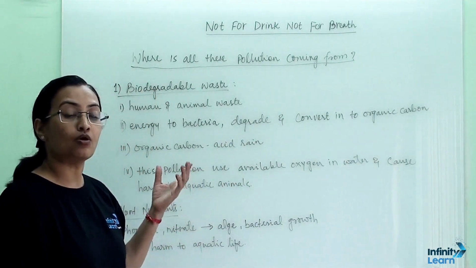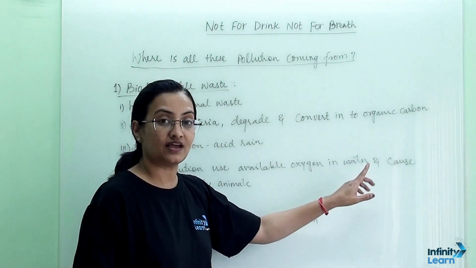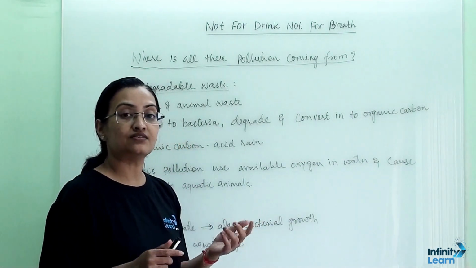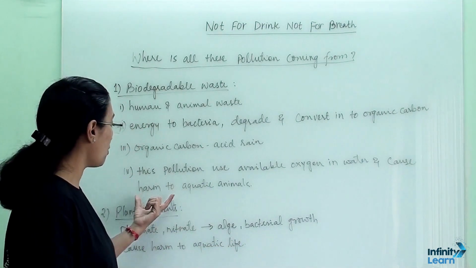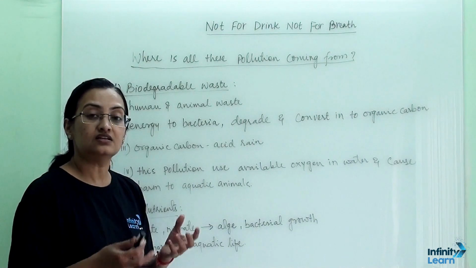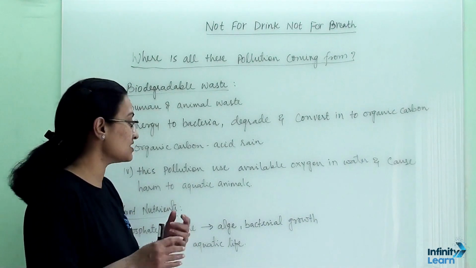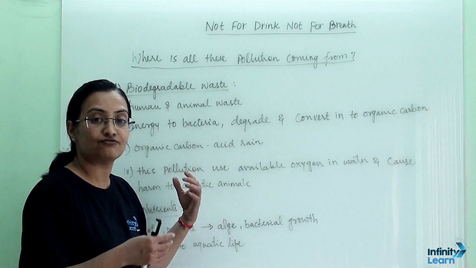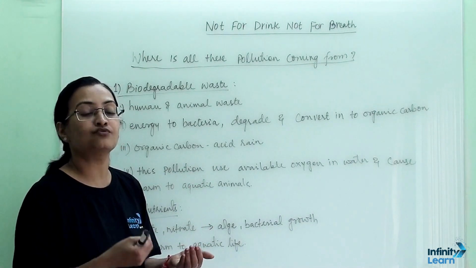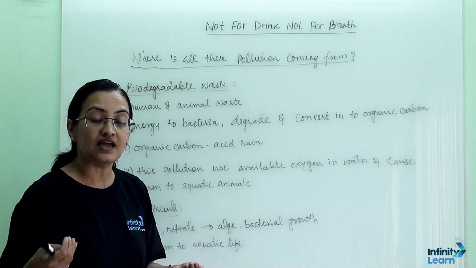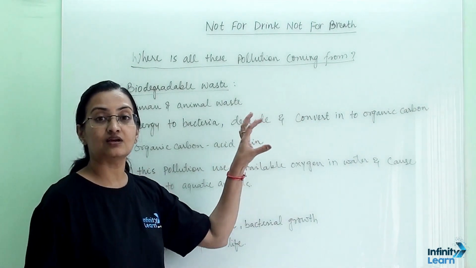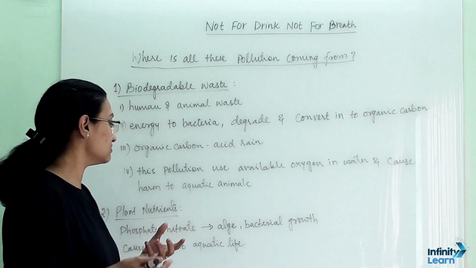This pollution will also use all the oxygen, and the oxygen level in that reservoir will be less, and because of that it will cause harm to the aquatic animals, because aquatic animals use the dissolved oxygen. That dissolved oxygen has already been used up by the bacteria for this degradation. So now the available oxygen is less for the aquatic life, and the aquatic life will suffer because of this organic carbon and this organic matter which has been mixed into the reservoir.